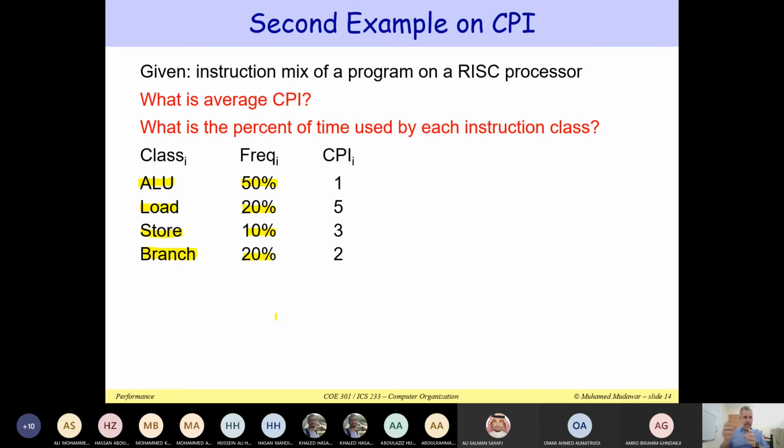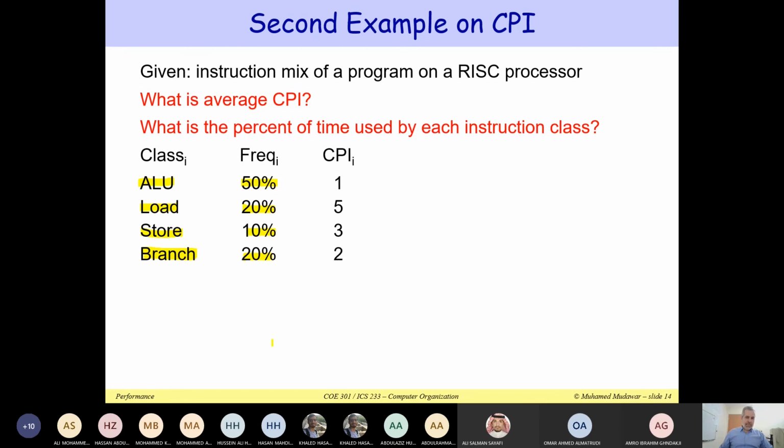And you can divide the count of ALU by the total instruction count, and this will give you the frequency, the percentage of the ALU and the percentage of the load and the store and the branch. Assuming we only have these 4 classes, 4 types of instructions. And notice that the sum here will add to 100%, which is the total instruction count.